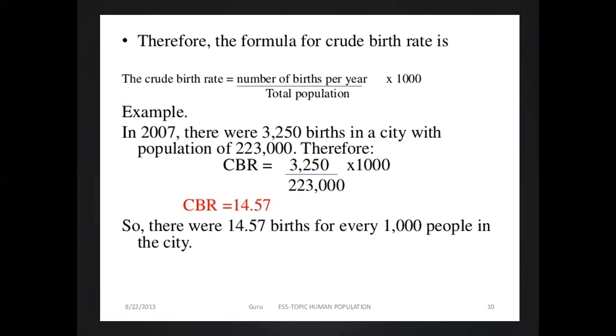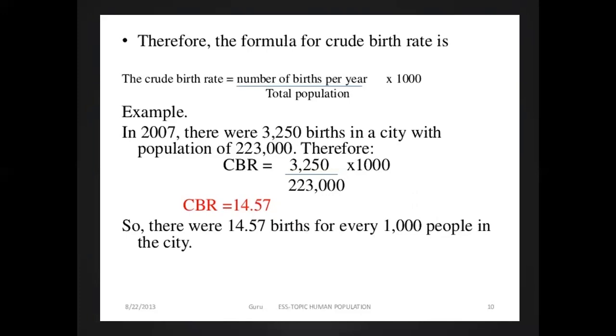Here is an example. The total births equal 3,250 and the total population equals 2,23,000. By putting in the values, we can easily calculate the crude birth rate.